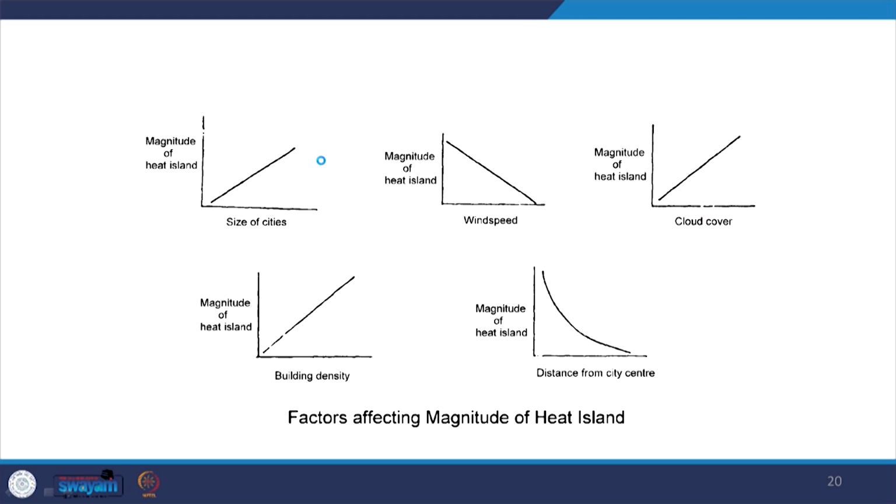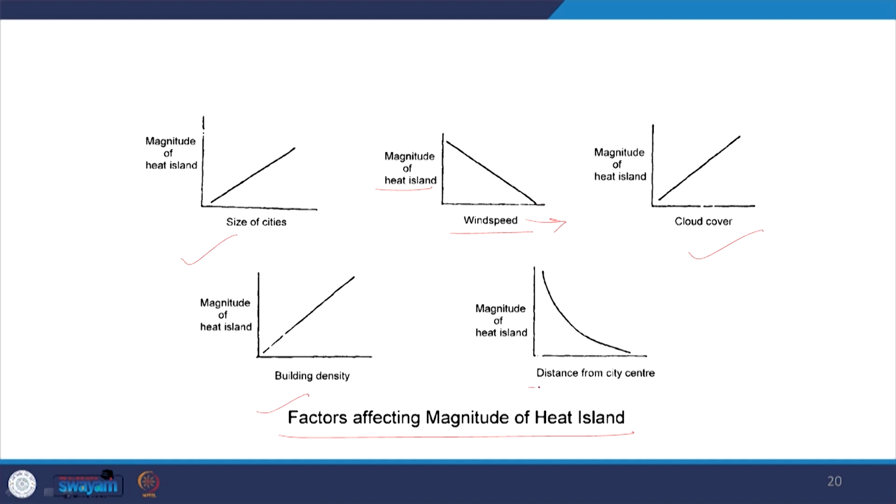So, if we look at these factors which affect the magnitude of heat island, we can see that the size of cities, the building density and the cloud cover are directly proportional to the magnitude of heat island. However, if we look at the factor of wind speed, the greater the wind speed, the lesser the magnitude of heat island, and it is inversely proportional. So, as the wind speed increases, the magnitude of heat island decreases.